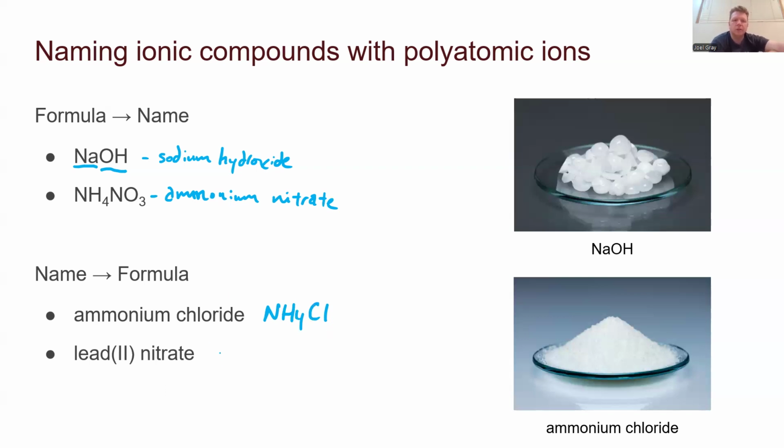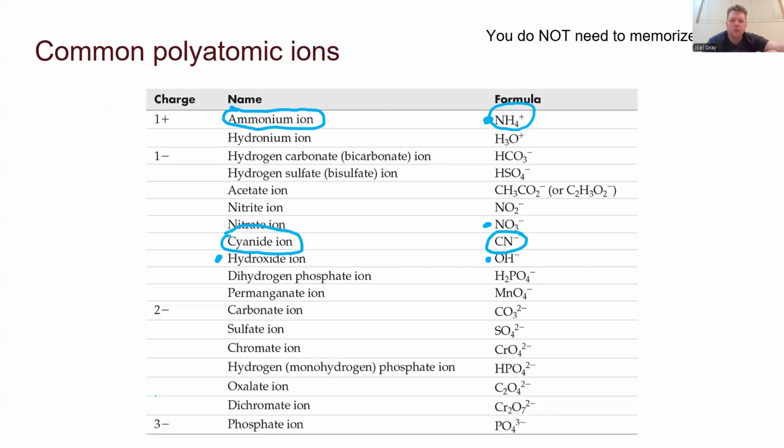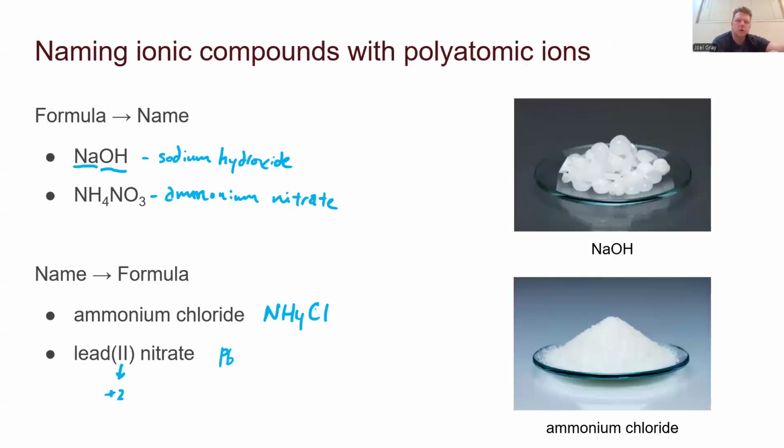Lead II nitrate. Okay, so lead is Pb, and this indicates that we have a plus two charge. We jump back, we'll see that nitrate, which I kind of scribbled over, I apologize for that, everyone, nitrate right here is NO3 minus. So this is where we can take those charges, Pb plus 2, NO3 minus. The 2 is going to be a subscript, and the 1 is going to be a subscript for the lead.